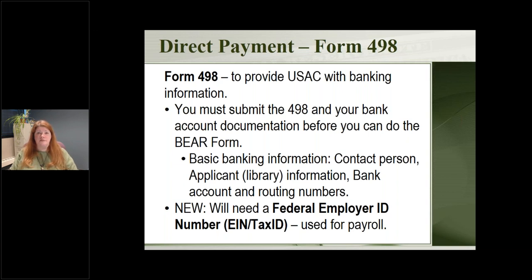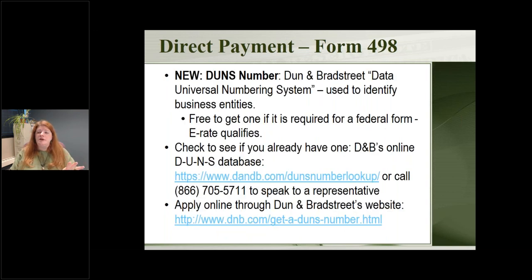You only have to do this once. Once you get this information in there, as long as your bank account info doesn't change, then they'll just keep depositing it into that every year when you're doing your E-rate. It's your usual basic banking info. You will need a federal ID number. This is used for payroll, so you should have that, or your city will have that. Something new you have to have is what they call a DUNS number, a Dun and Bradstreet number. Another one of those, if you do business with the government, you have to have this number. They also have a website to see if you have one or if you need to apply for one. So you can do that and get that very quickly as well to submit this form.